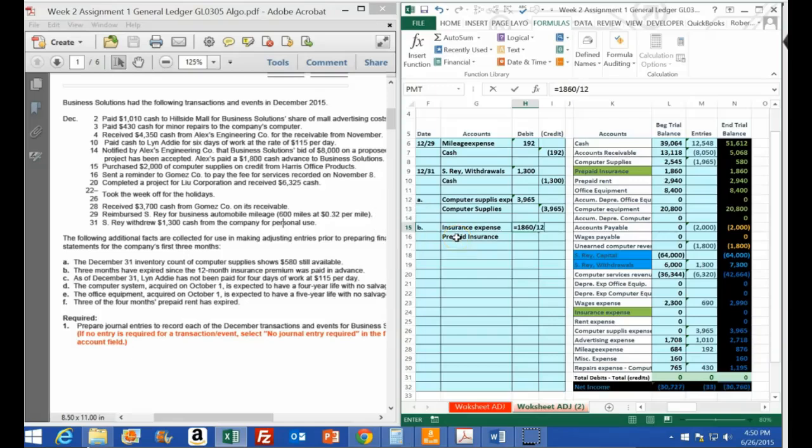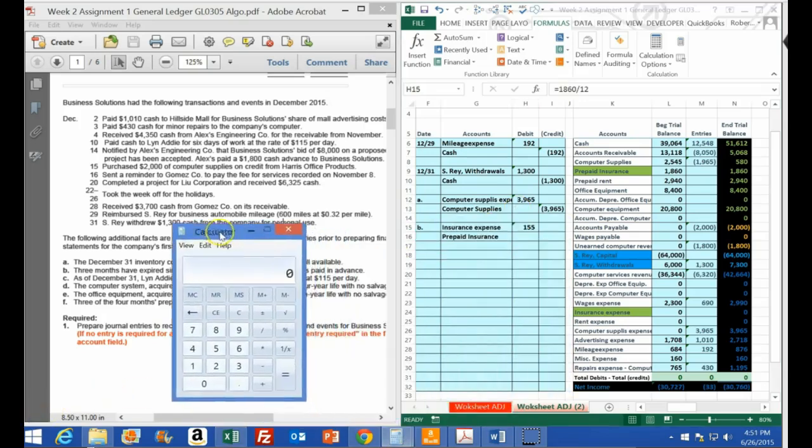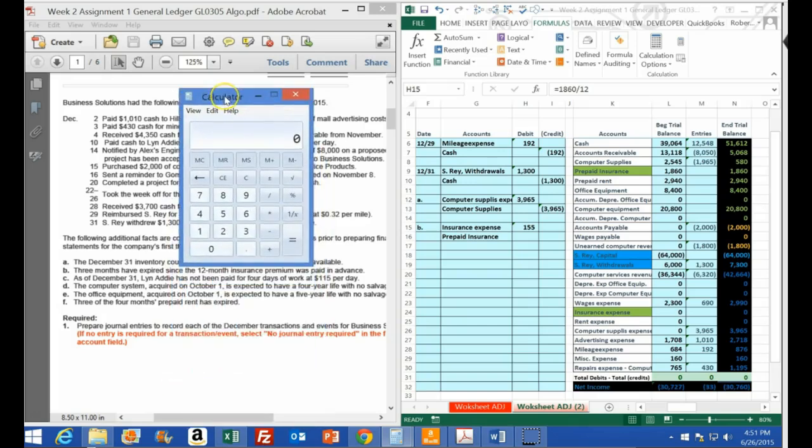We're going to divide that by 12, and we'll, okay, 3 months have expired, not 1 month. So let's do this in a calculator first of all. So we've got the 1860, and if we divide that by 12, we get a monthly total. And it's telling us now that 3 months have expired. So it would be 155 per month times 3 would be these 465.